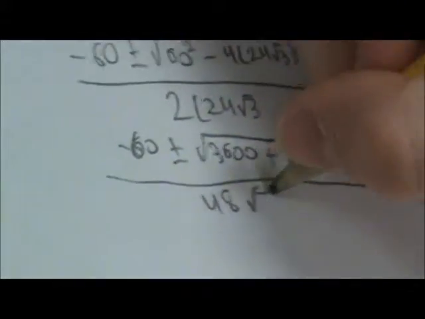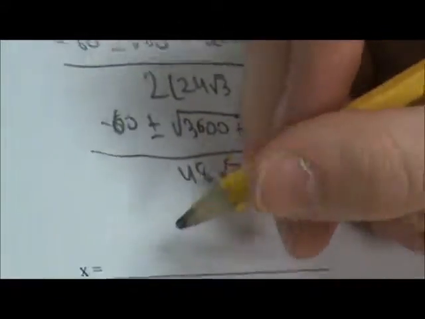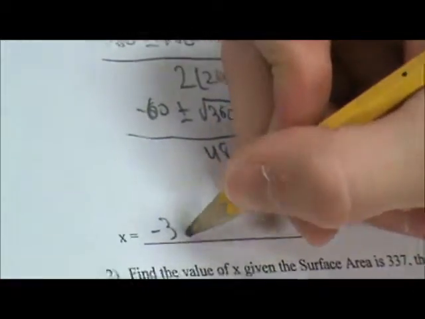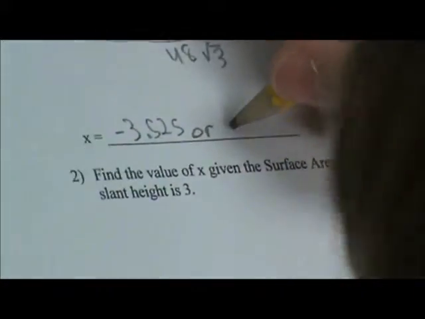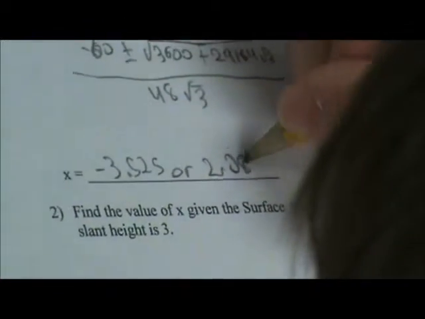So we plug that in the calculator, and then we get an answer of either negative 3.525 or 2.082. And those are our answers. So that's what x could be.